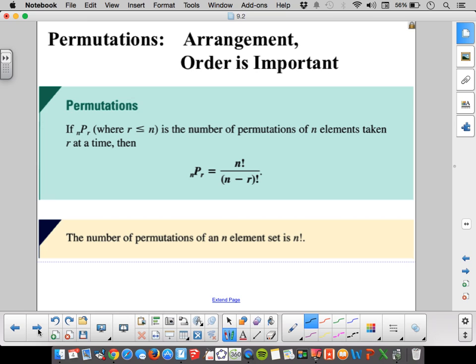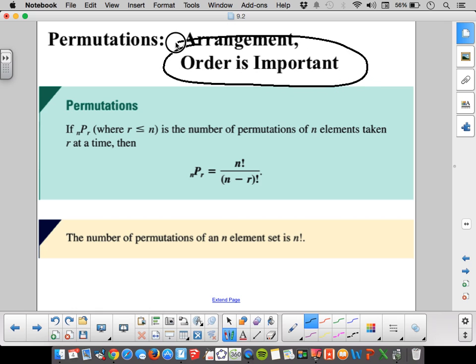Alright, so now we're going to talk about what a permutation is. A permutation is an arrangement. It's where we place a number in a position purposefully. So I have a set number of things that I'm placing, and order is going to be important. So we're going to figure out how to calculate a permutation. We have this formula here. So you need to notice the notation.